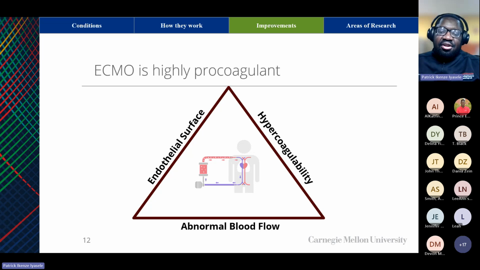Both the oxygenator and the pump in ECMO cause abnormal blood flow. Shear stress from the pump can cause coagulation, and the complex flow patterns inside the oxygenator can cause low flow areas. That provides an increased chance for coagulation. The pump can also cause the destruction of red blood cells due to the forces it impacts on the blood. This causes hemoglobin to be released into the blood plasma, which is a procoagulant substance.